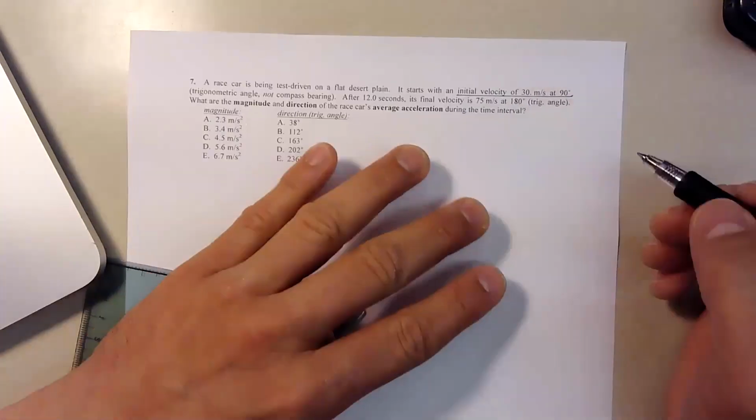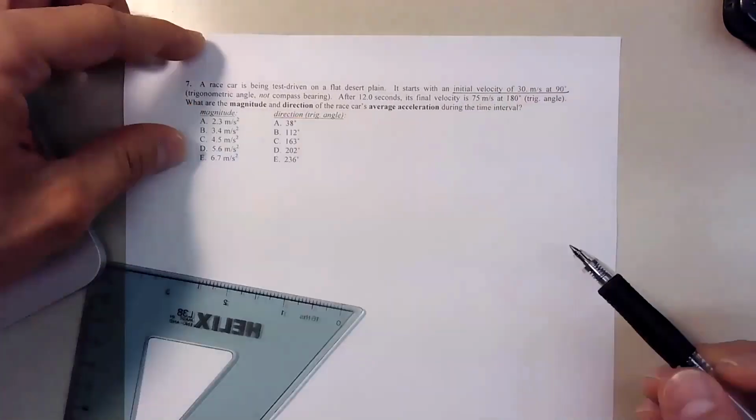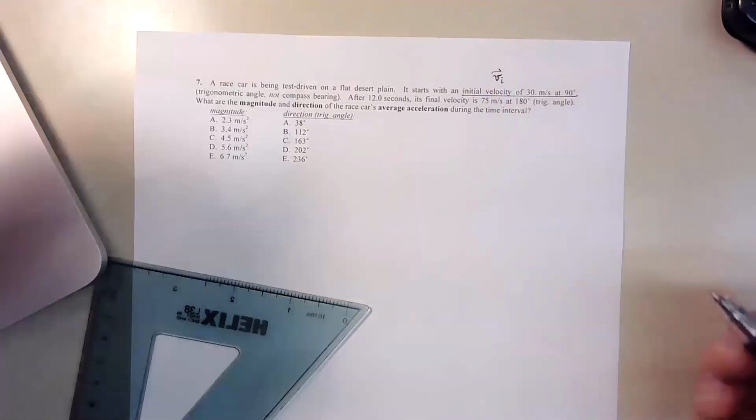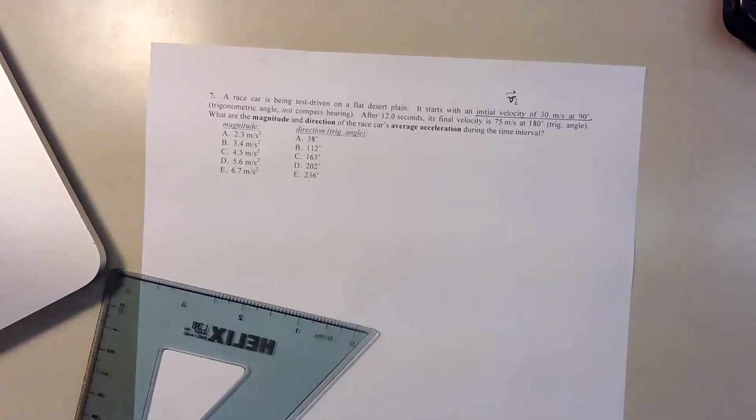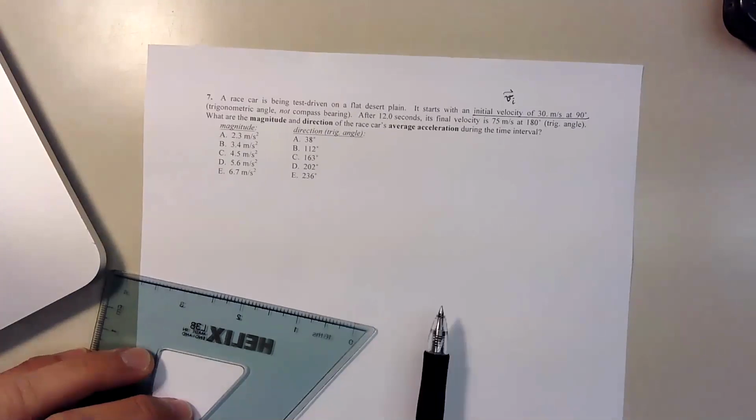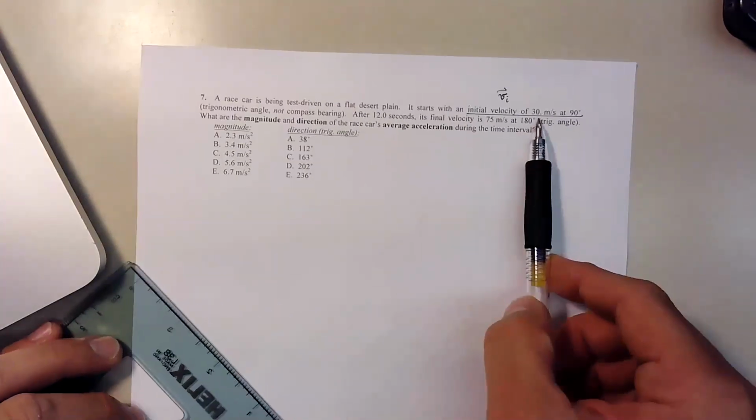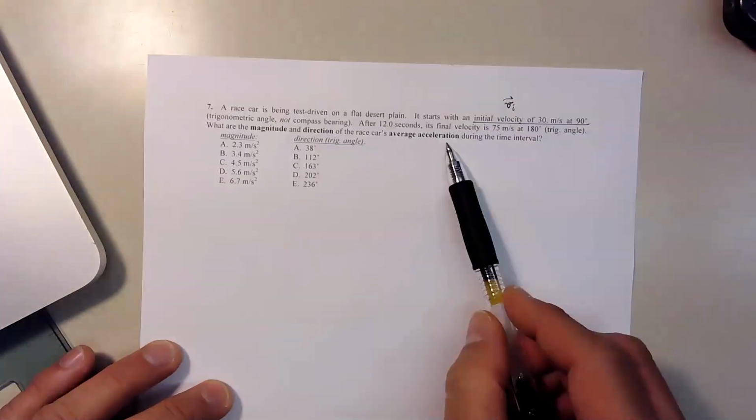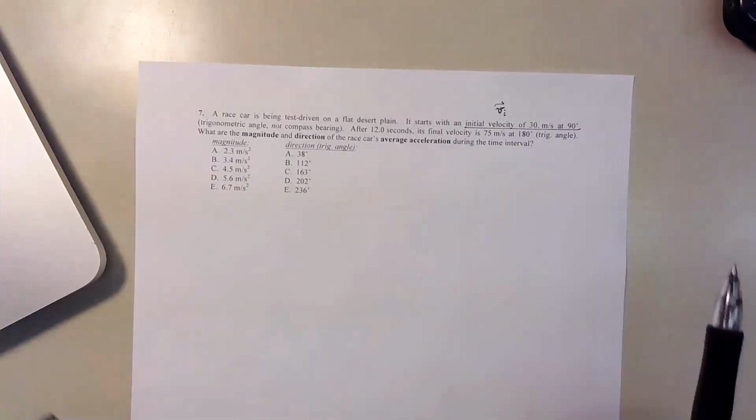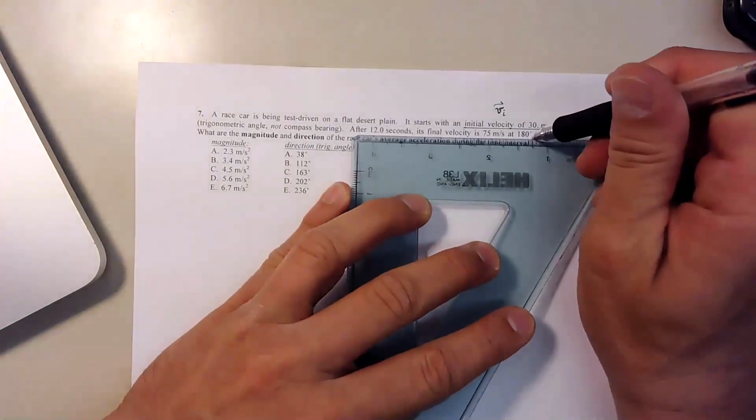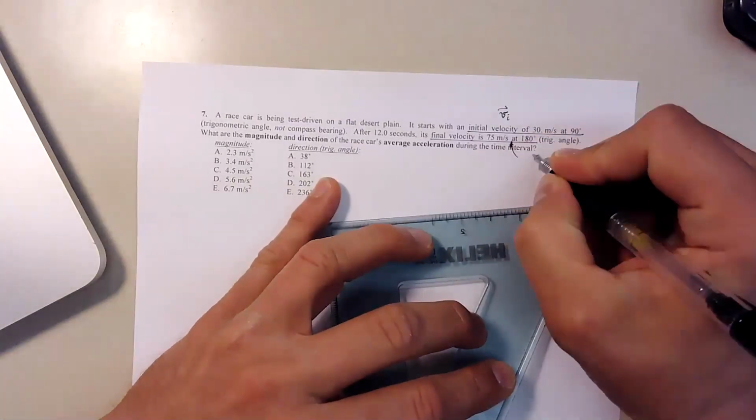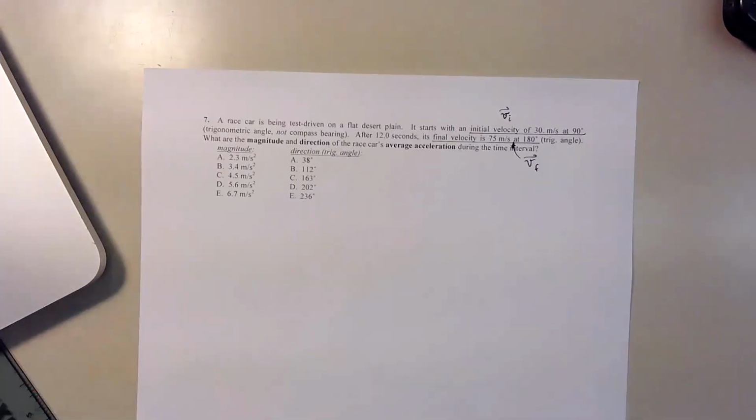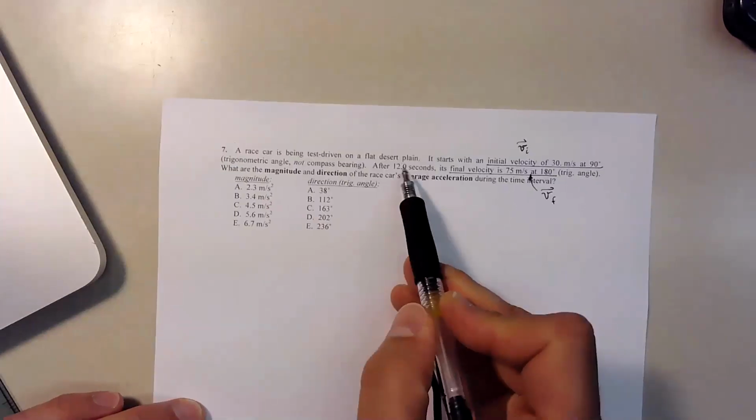Okay, so let's call that initial velocity. We can call that v initial or v1. I'll call it v initial. I don't think there's going to be more than 2 here. And then the car drives around. So initially, it's driving at a trig angle of positive 90 degrees at a speed of 30 meters per second. And then after driving around for a while, it winds up at some later time, 12 seconds later, with a final velocity of 75 meters per second at 180 degrees. So let's call that v final. What are the magnitude and direction of the average acceleration during this time interval? And here's the time interval, 12 seconds.